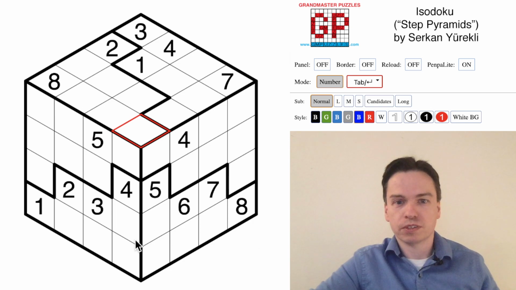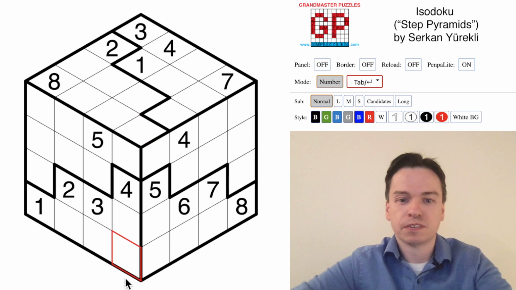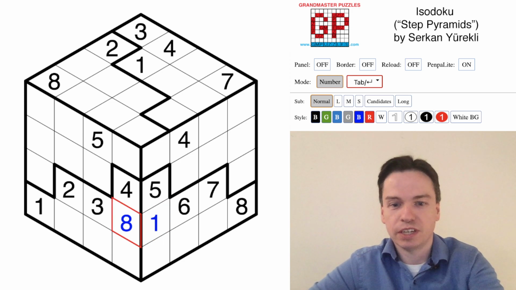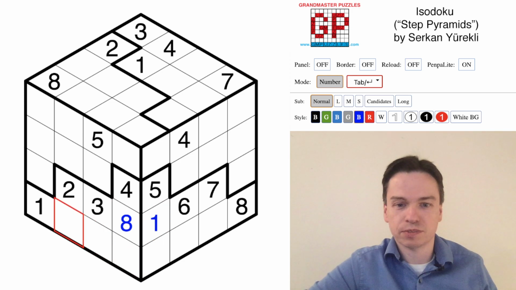Here to talk through this Isodoku puzzle by Serkan Yürekli. You'll see the theme 1, 2, 3, 4, 5, 6, 7, 8 along the bottom, and we have these extra pointing in cells as well as two empty cells here. Notice that the 1 on the left cancels all the digits but this one, and the 8 on the right cancels all the digits but this one as we come across.